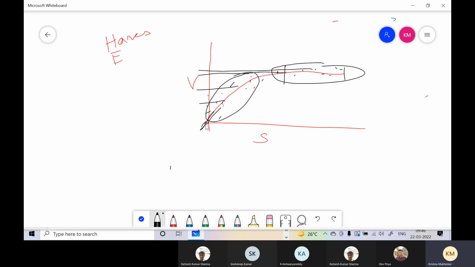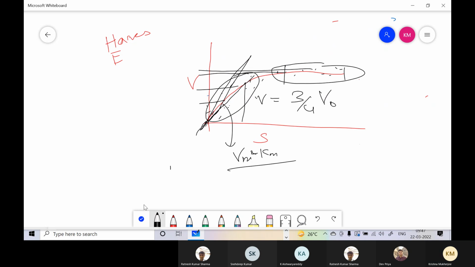Now, one of the questions is, what happens if I draw a tangent to this point at 0? And then they say, well, hold on, tangent drawing is very difficult. How about drawing a chord which cuts this line at V equal to 3/4 V naught? What is the slope of this line? And can that line be used to determine experimentally what is V max and K? These are simple algebra plus graphical coordinate geometry.